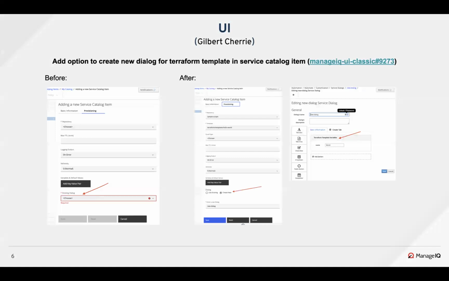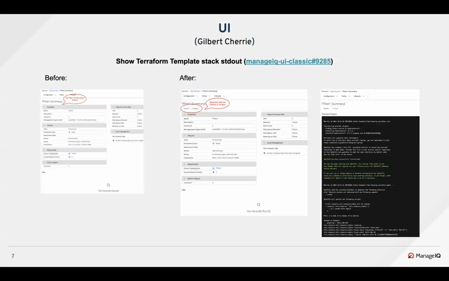So just going over some of the enhancements. This was Manoj's first enhancement. He added the option to create a new dialog directly in the service catalog form. Next slide. And then the other enhancement by Manoj was adding the standard output screen to the Terraform template summary page. That's it for the UI.